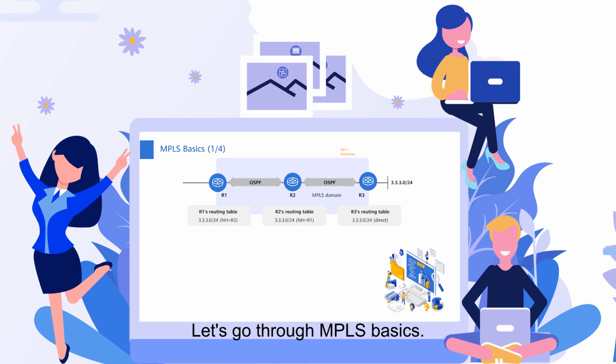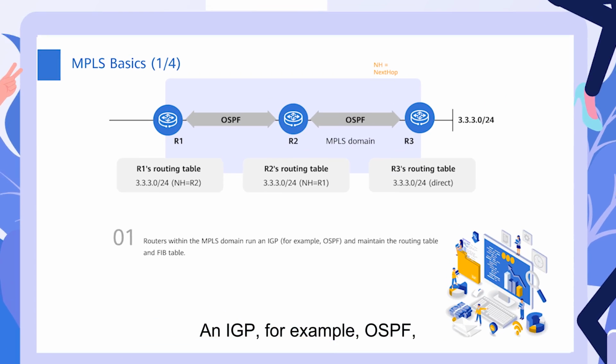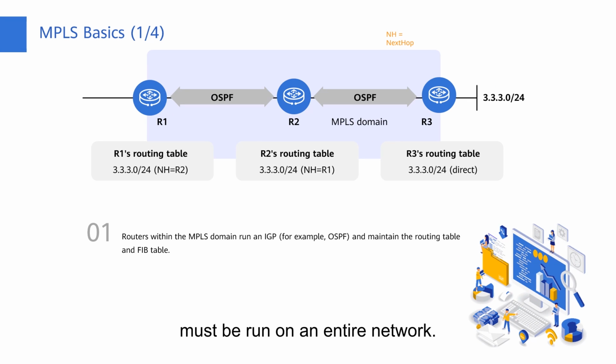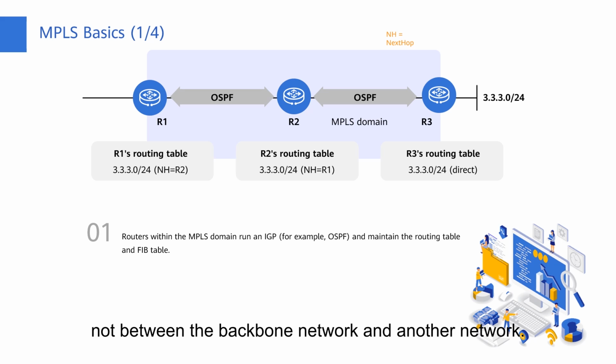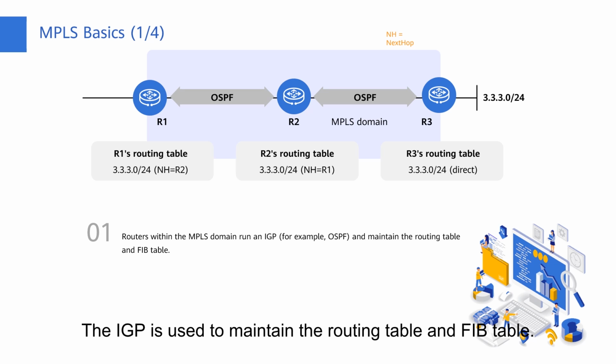Let's go through MPLS basics. An IGP, for example OSPF or IS-IS, must be run on the entire network. The IGP implements connectivity between devices within the backbone network, not between the backbone network and another network. The IGP is used to maintain the routing table and FIB table.